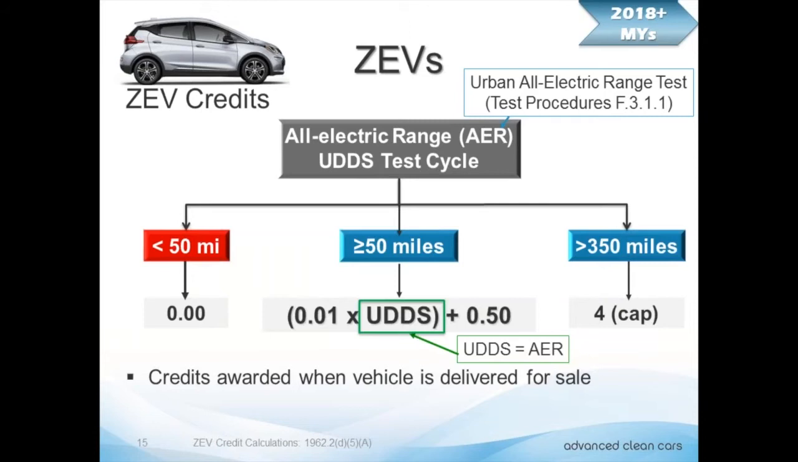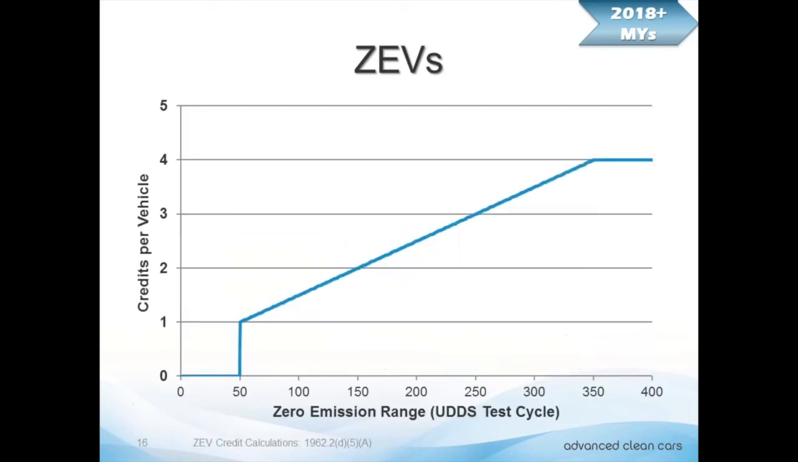In addition, prior to 2018 model year, ZEVs could earn additional credits if they were capable of refueling at a rate analogous to gasoline vehicles. This is commonly referred to as fast refueling, and it will no longer be applicable to ZEVs model year 2018 and beyond. The next slide will give you a better idea of the number of credits that a vehicle can earn based on range.